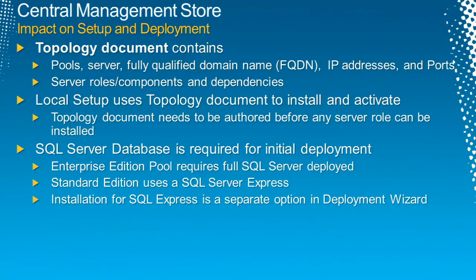Now, because of our central management store, we have a slight chicken and egg problem, right? If you deploy a standard edition server, you need a SQL to deploy the standard edition server, but since there's no SQL there, how do I get going? On an enterprise edition, I am required to have a full SQL in place, so here it works out okay. I can create my topology document, I write it to SQL, I create a service connection point in AD, and my local setup will pick it up and deploy it.